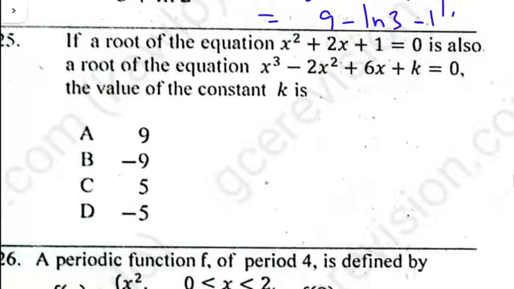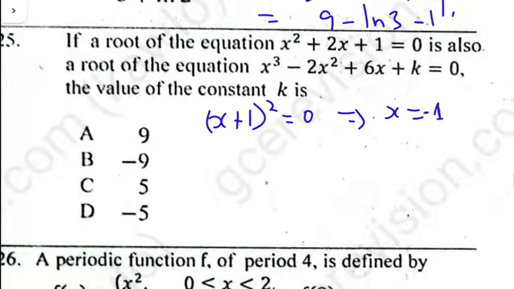If you look at x squared plus 2x plus 1 equals 0, it has just one root and can be written as x plus 1 all squared equals 0. And solving this, x equals -1. That's the only root that it has. So since it is the common root, you're going to substitute it in this equation here.